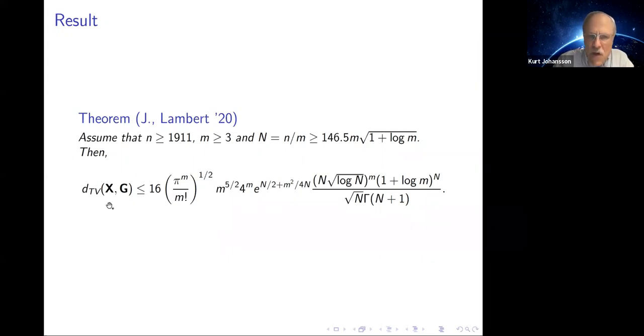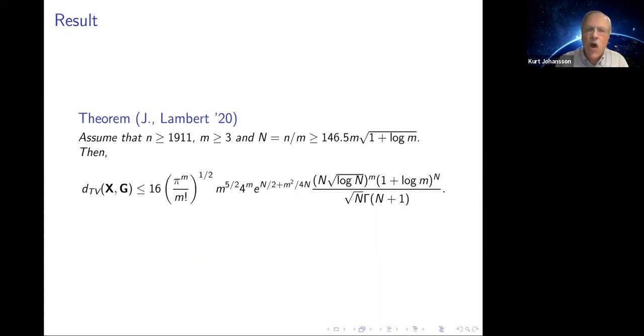Then we have a bound in total variation distance between x and g, which has this form. It looks pretty complicated, but you can see there is an explicit bound. The important part that you should focus on, think first of the case that m is constant, say that m is 3 or 4 or something. Then we have this super-exponential decay, and this comes from this 1 over the gamma function here. So this is the important part of the estimate: for a fixed m, you get this super-exponential rate of decay.